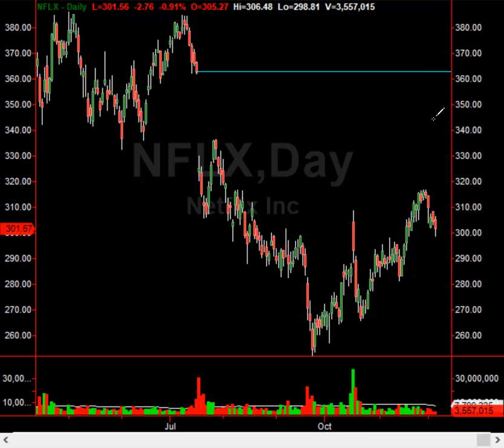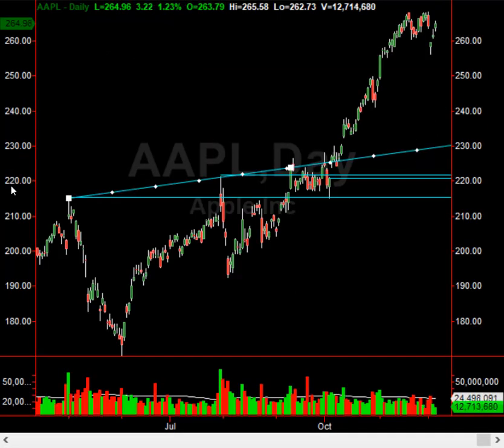Okay, if we go to Apple, and I know I have a bunch of lines on the chart, let's try to minimize a few of them here so we don't have so much. But if we just keep that gap fill there, this gap right here, and this pivot, notice how it coincides with that pivot and all the consolidation.